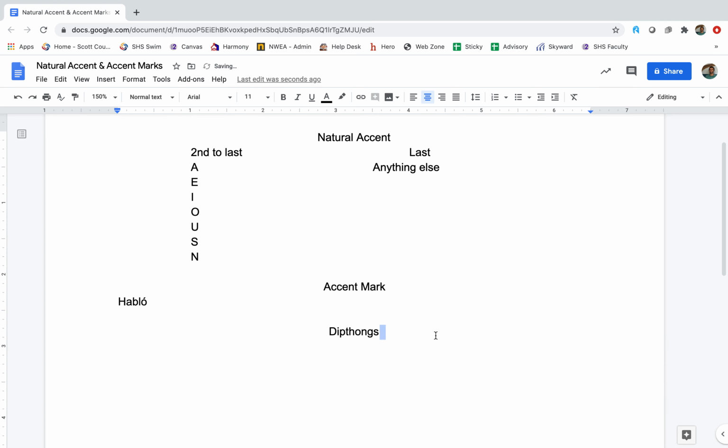All right, so diphthongs. Diphthongs, simply put, are when two vowels come together to make one syllable. When two vowels come together to make one syllable, that is a diphthong. In order for this to happen, at least one of those vowels must be weak. And if you can't remember what the weak vowels are, here's a quick reminder. I and U are weak.